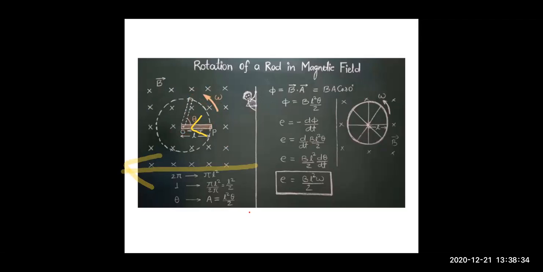And this current, suppose we connect a wire like this, so where will the current come out from? It will come out of Q, go through the circuit and then come back to P. So the direction of the current is from P to Q, but Q will be at higher potential and P will be at lower potential. So this is the direction of the induced EMF due to the rotation of the rod in magnetic field.